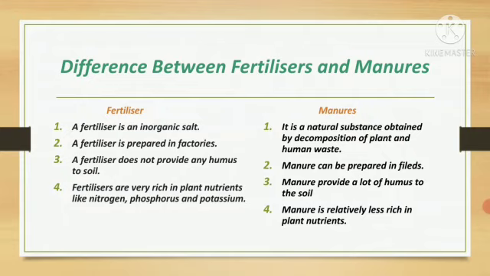Fertilizers are prepared in factories. We can prepare manure in the fields. Fertilizers do not provide any humus to the soil and manures provide humus to the soil. So these are the main differences between the fertilizers and the manure.